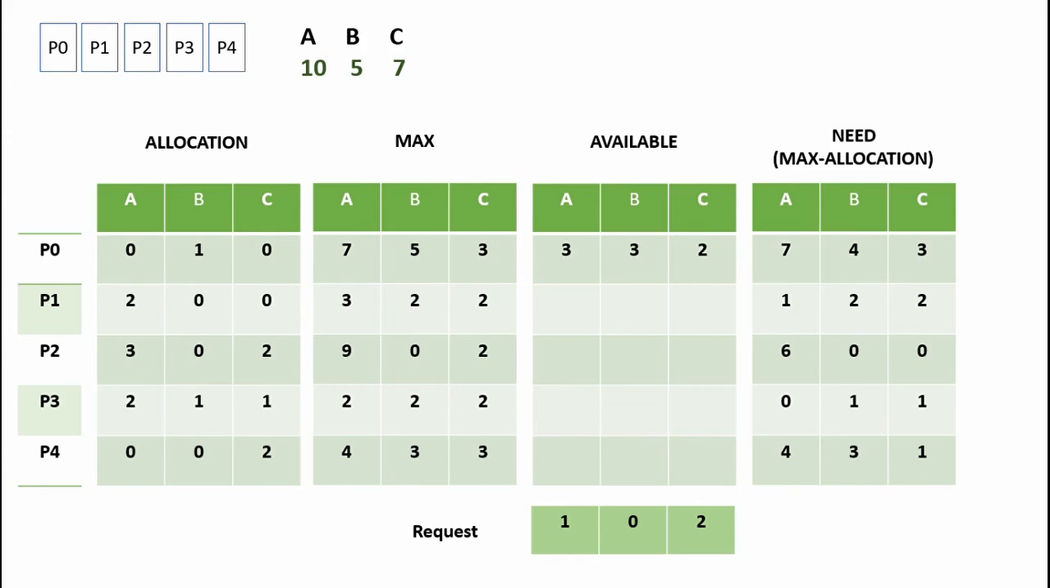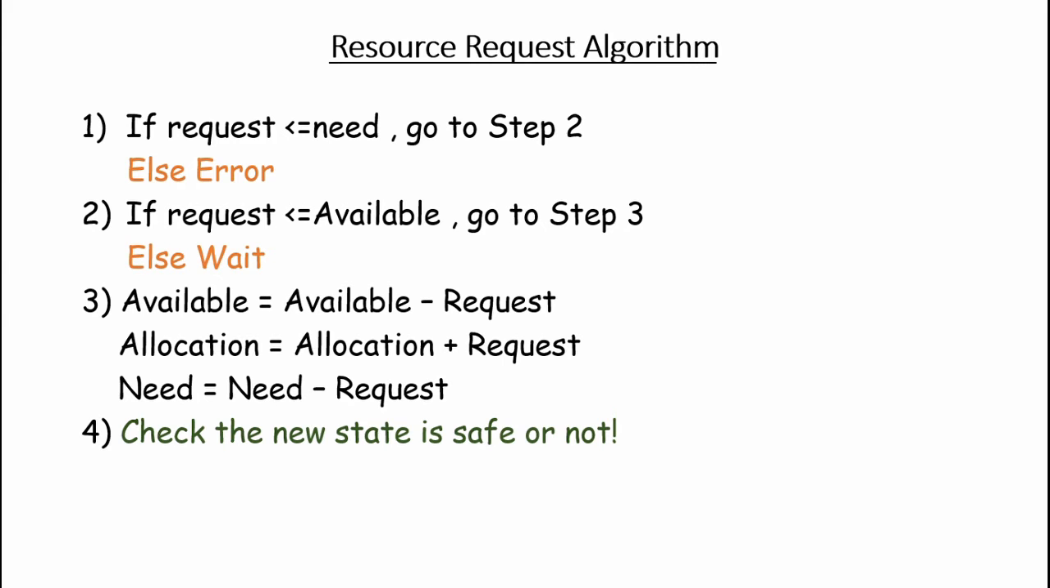So for resource A we have 3 instances available and we need 1 instance. For resource B we have 3 instances and we need 0 instances, and for resource C we have 2 instances and we need 2 instances. Okay, so this is also correct. Now we have to do some updation.